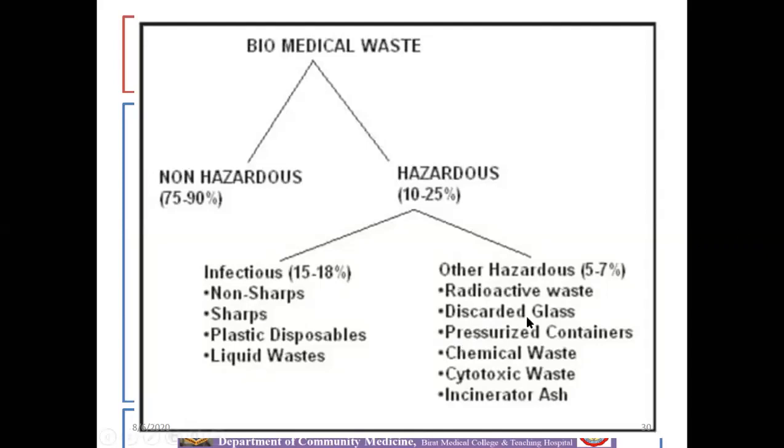Radioactive waste, discarded glass, pressurized containers, chemical waste, cytotoxic waste, and the incinerator. Incinerator means we have one machine known as an incinerator, where we burn our waste at 1000 degrees centigrade. We have a small boiler in our hospital too, in our lab too.